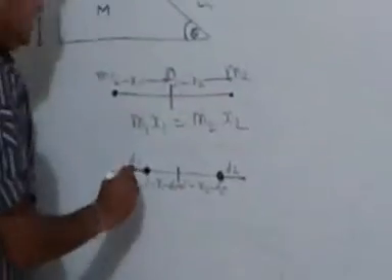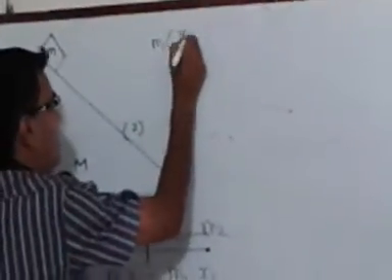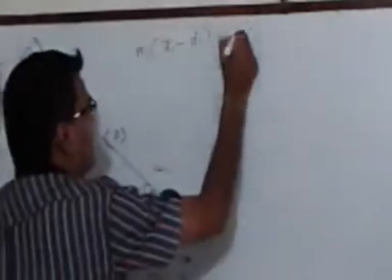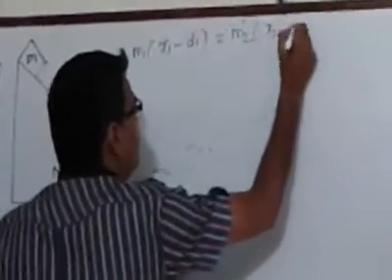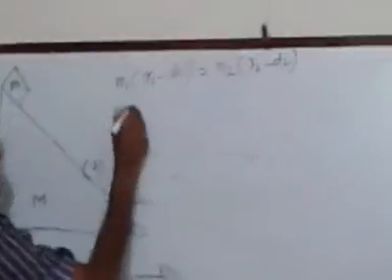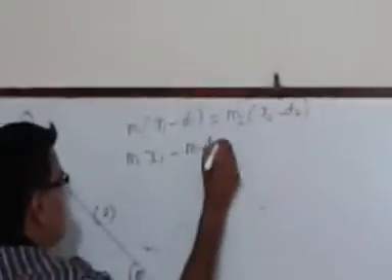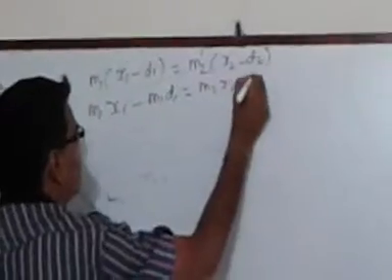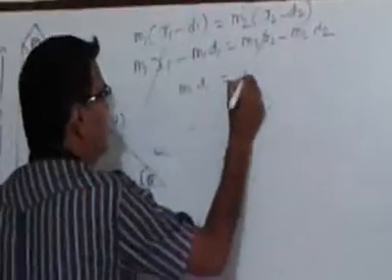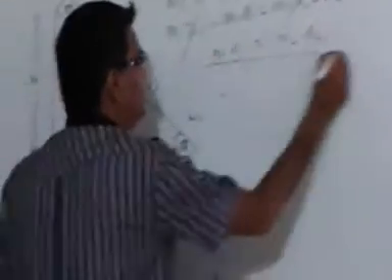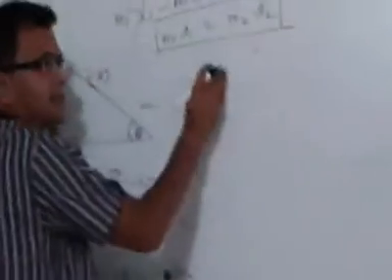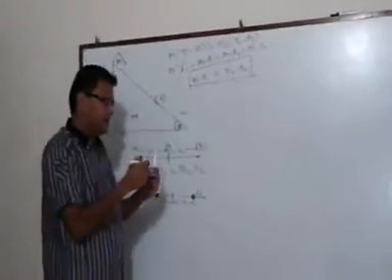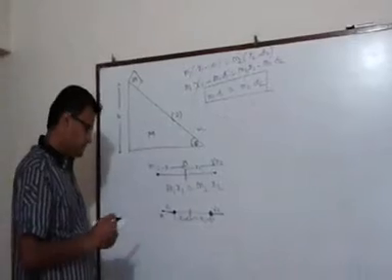Now if you consider the new situation, you will have m1 into x1 minus d1 equal to m2 into x2 minus d2. Let us simplify this. Please note that m1 x1 is same as m2 x2. So it will cancel and I will get m1 d1 equal to m2 d2. This can be taken as another example, separate example, which will clarify this point.